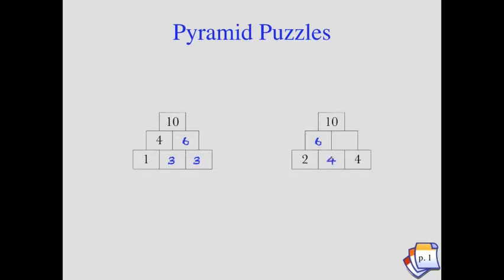So this would have to be 4. 2 plus 4 is 6. Then 4 plus 4 is 8. Unfortunately, 8 plus 6 is not 10. So my 6 was incorrect. So I'm going to erase my incorrect guesses. But you can see that by trial and error, I could find a number that would fit.